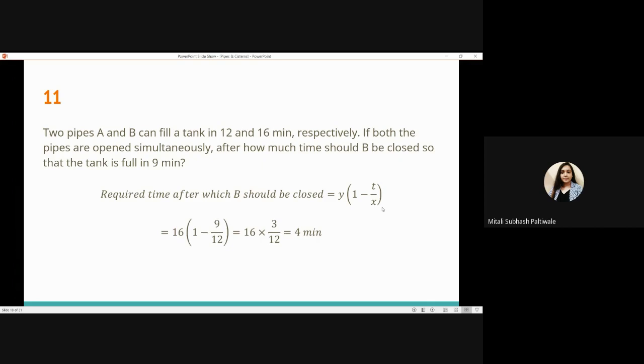Sorry, after 4 minutes, the tap B should be closed. After 4 minutes, the tap B should be closed. And that's it. That is it about pipes and cisterns.